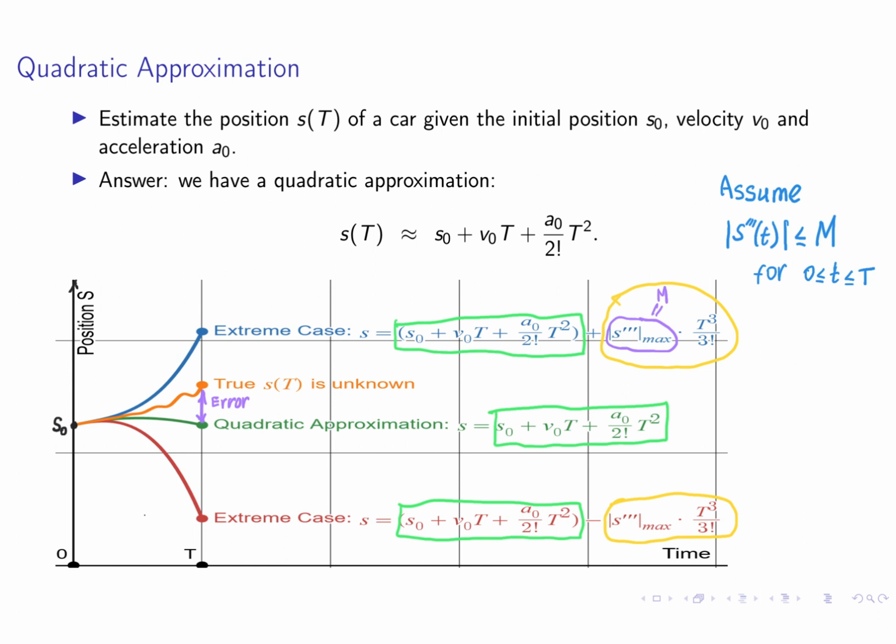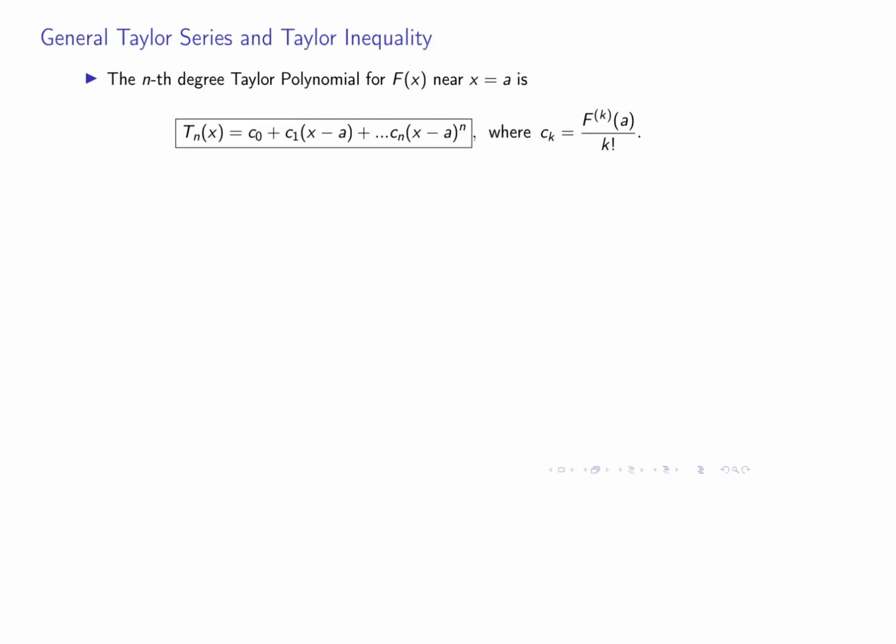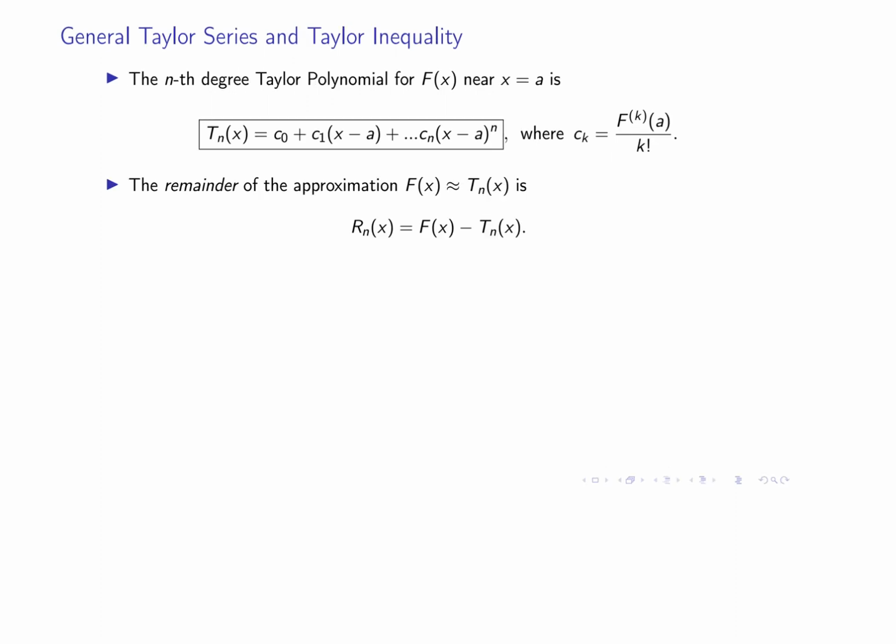So the largest possible approximation error is given by the cubic term, which is the maximum of the third derivative times t cubed over 3 factorial. So how does it generalize to approximation with Taylor polynomials of the nth degree? We want to estimate the remainder, which is the difference between the original value of the function f of x and the one returned by the Taylor polynomial of approximation of degree n.